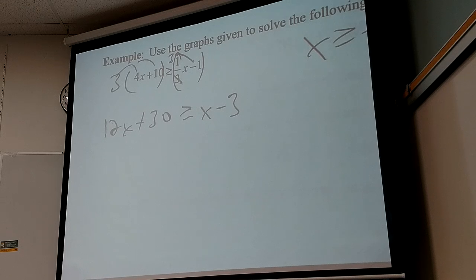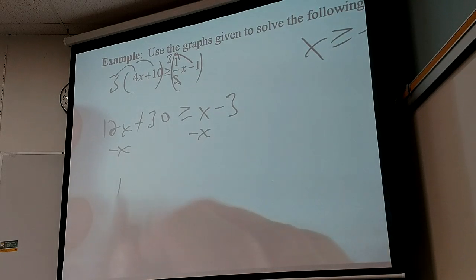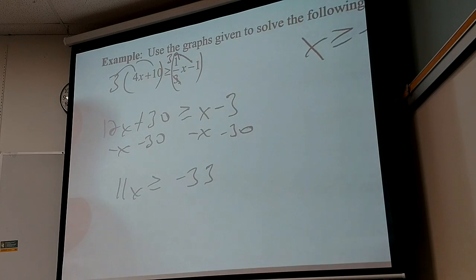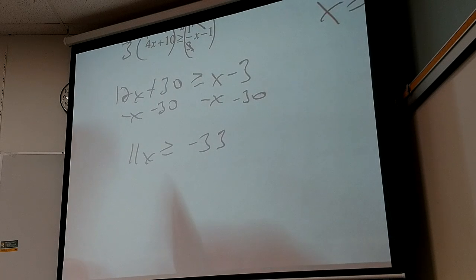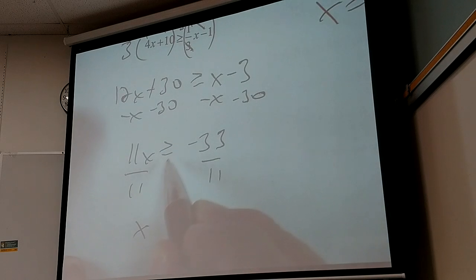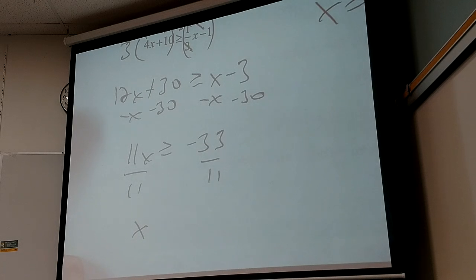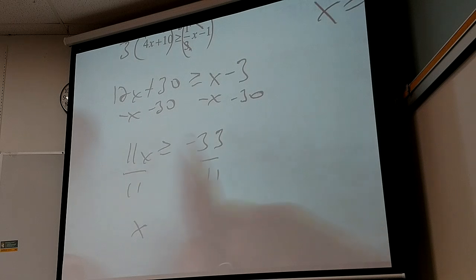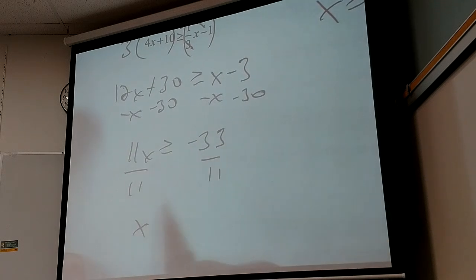Now the rest of this shouldn't be too bad, right? There's no squares, thank God, because we don't even know how to handle that with inequalities. But subtract x, subtract 30, get x's on one side, numbers on the other one, and then I divide by 11. Do I flip the sign? Why do I not flip the sign? Because I divided by a positive. It's only if I divide by a negative or multiply by a negative. Not if there's a negative somewhere. We divided by positive 11.